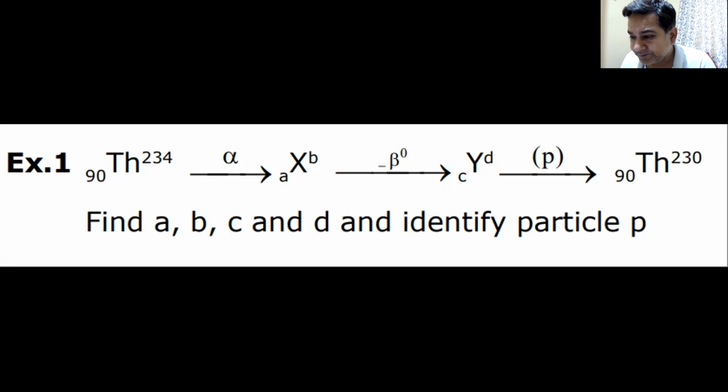Anyone with any answer? Sir, X is 230, 88. So B is 230, A is 88. Yes. What about the next one? 230, 89. That is correct. So your D is 230. C is 89. Absolutely correct.